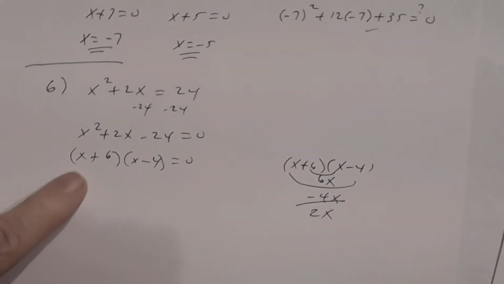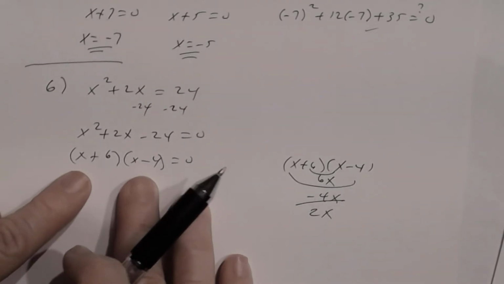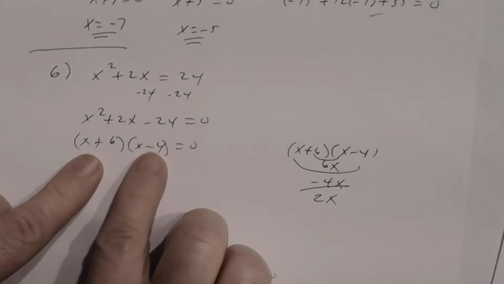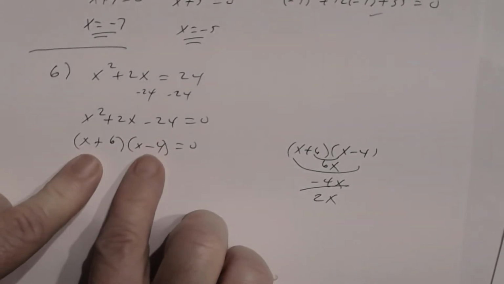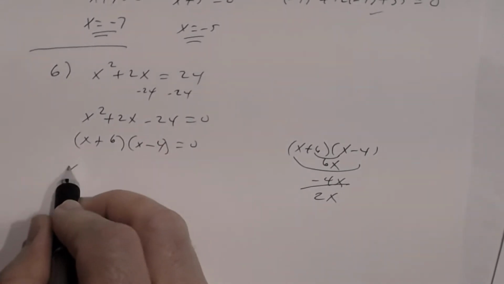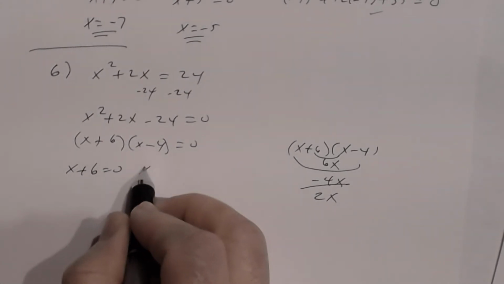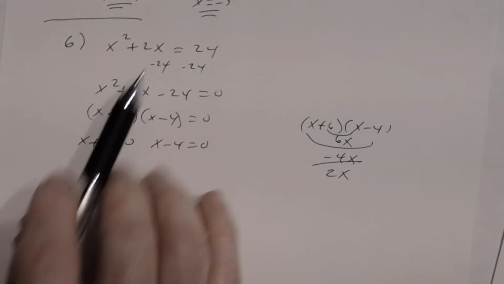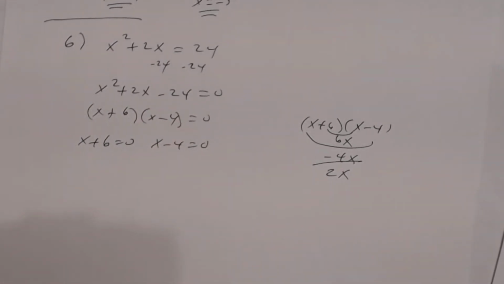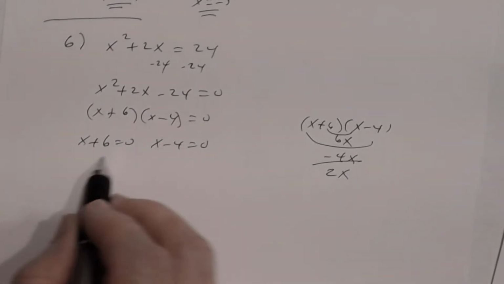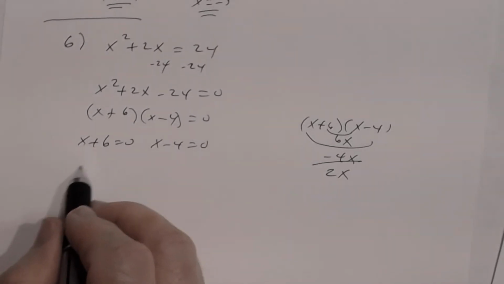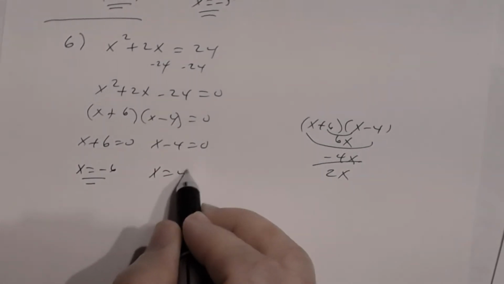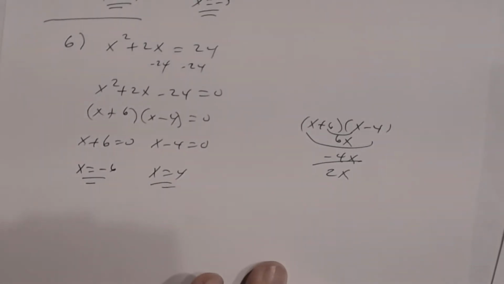Okay, so once you factor, what's the next step? The next step is to set each factor equal to 0, and you see two factors here. So I get x plus 6 is equal to 0 and x minus 4 is equal to 0. You went from a quadratic equation to two linear equations, and you just solve each linear equation. This one is easy because right away you know that x equals negative 6. And over here, x equals 4. So those are your two solutions.